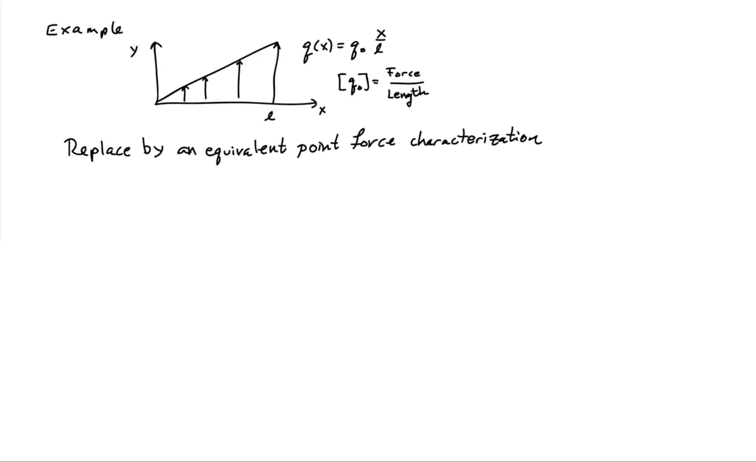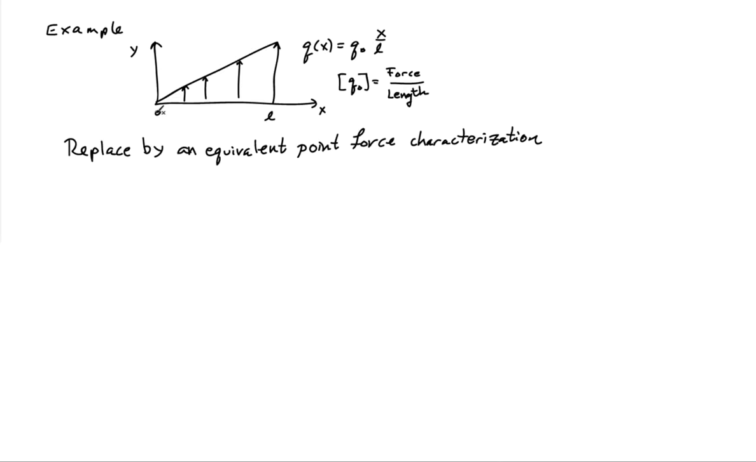Let's consider a linearly distributed load now. It's given by the function Q naught times x over L. So L is the region over which the load is distributed, between the origin 0 and L. And Q naught has dimensions of force per unit length. And let's look at the replacement of this distributed load by an equivalent point force characterization.